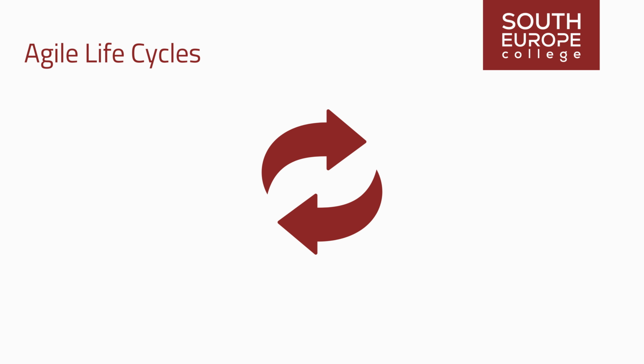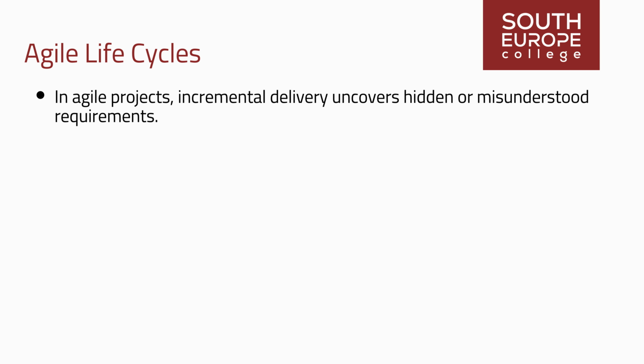In an agile environment, the team expects requirements to change. The iterative and incremental approaches provide feedback to better plan the next part of the project. In agile projects, incremental delivery uncovers hidden or misunderstood requirements.